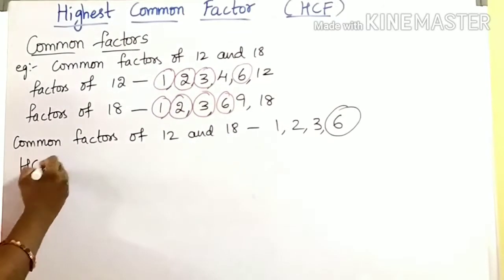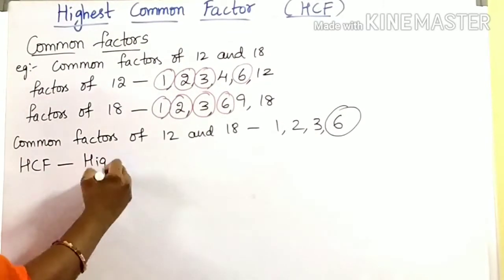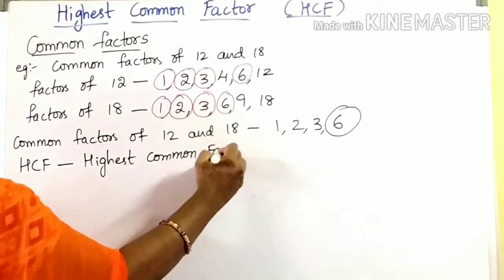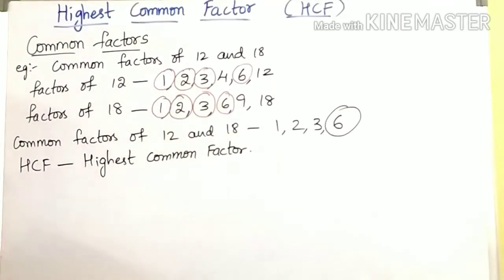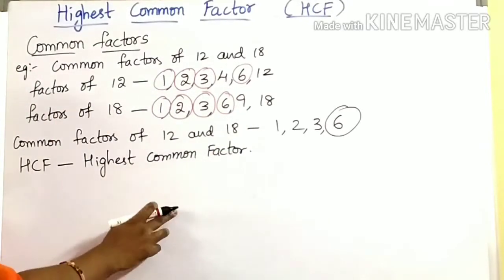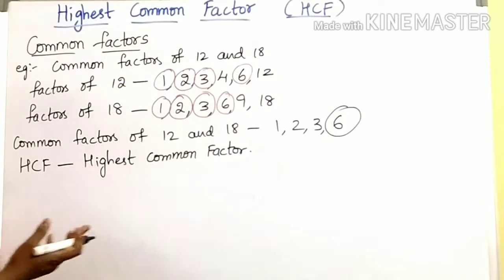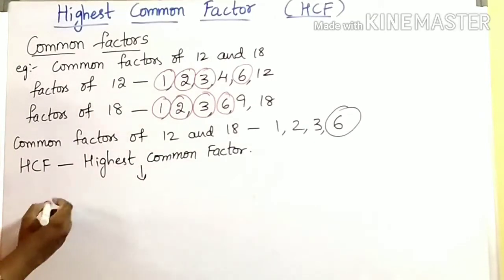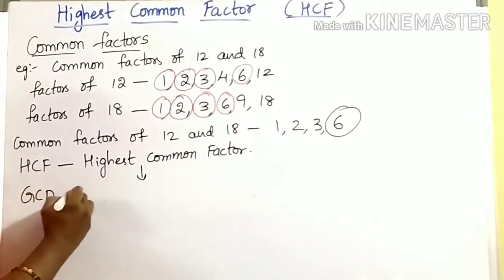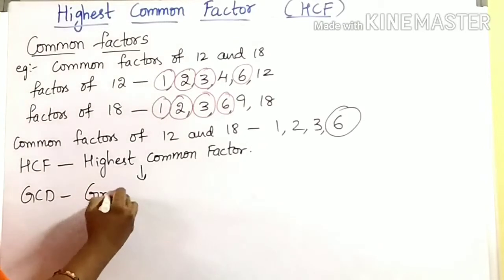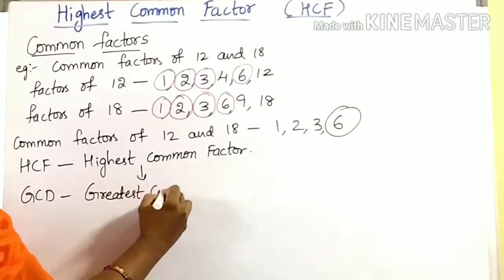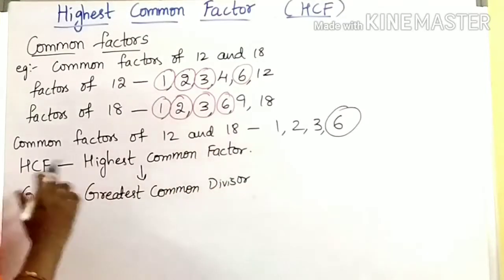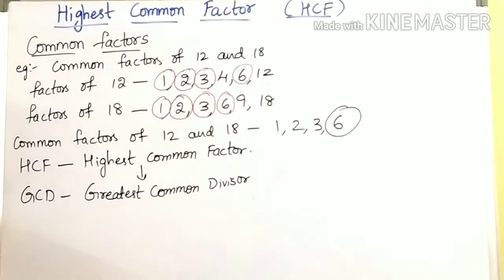So what is the full form of HCF, children? Highest common factor. So the highest common factor of 2 or more given numbers is the highest of their common factors. It is also called GCD, greatest common divisor. So the other name of HCF is GCD, greatest common divisor.